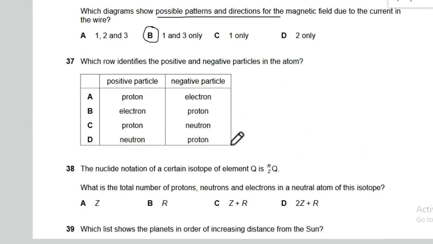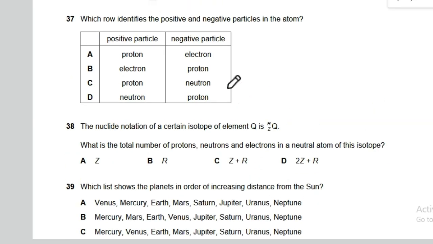Question 37. Which row identifies the positive and negative particles of the atom? So this is a very easy question. The positive particle is proton and the negative particle is electron. So answer is A.